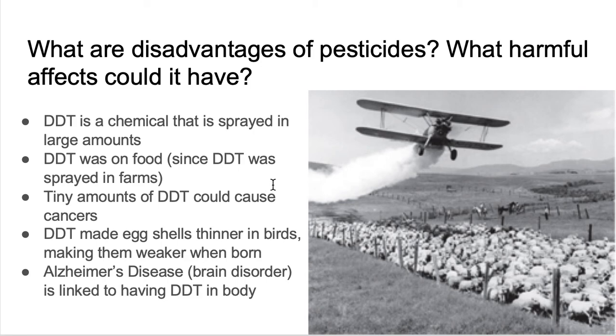You're decreasing the food chain by killing animals. The DDT made eggshells thinner. So basically for every eagle that was born, it was very, very rare for eagle babies to survive after birth because of DDT. And a recent research study showed that Alzheimer's disease, which is a brain disorder, is linked to having DDT in the body. So it just shows that these harmful chemicals have long-lasting effects in people.